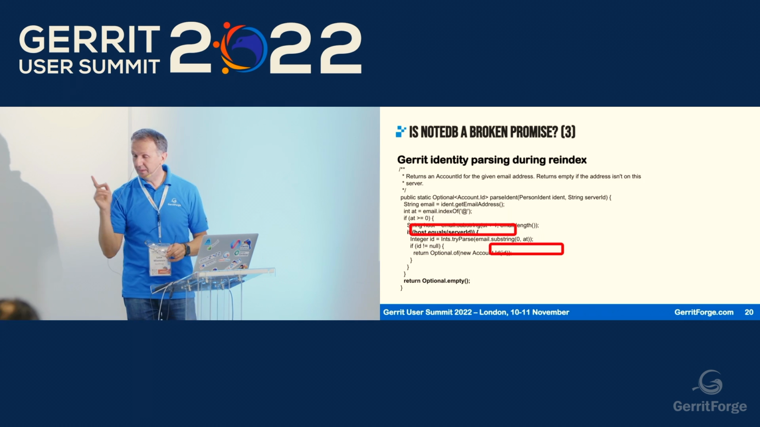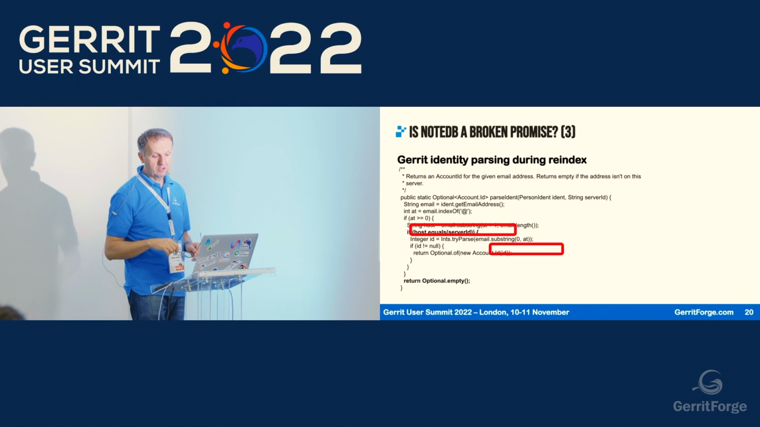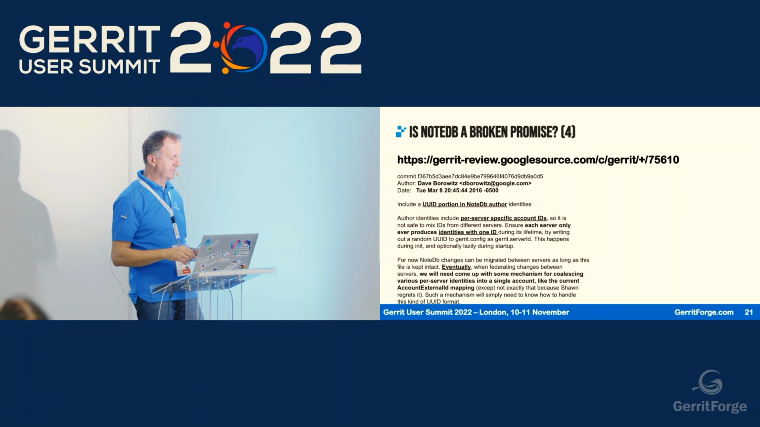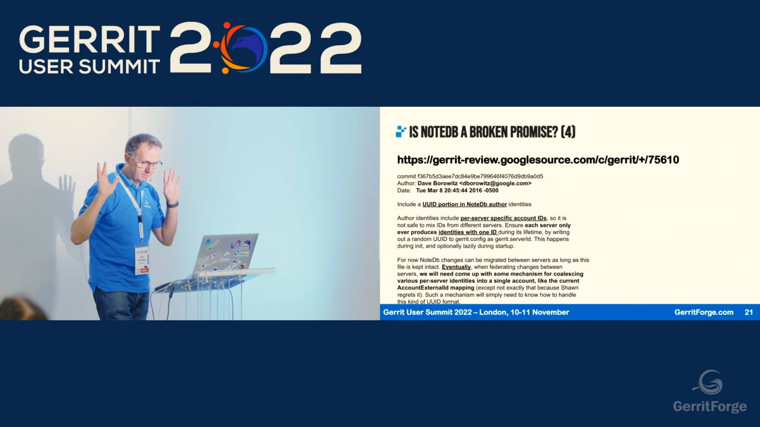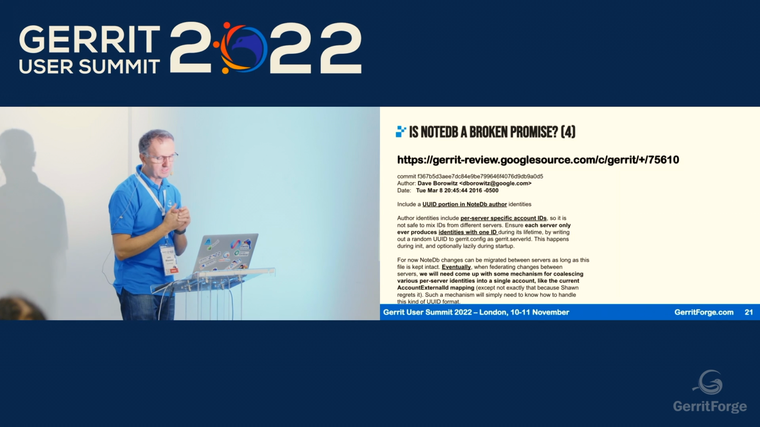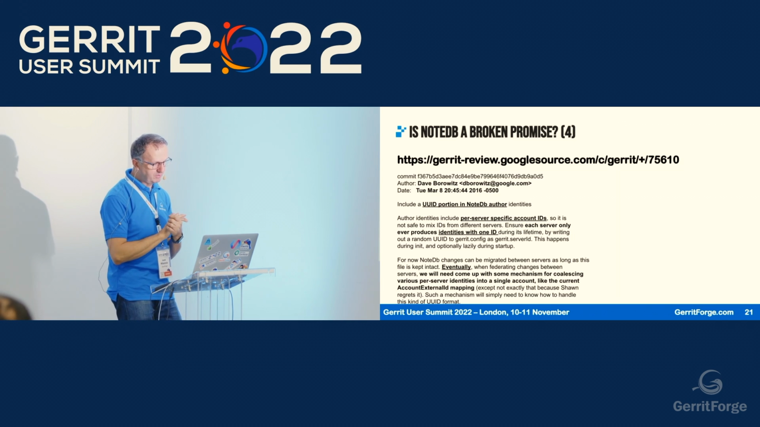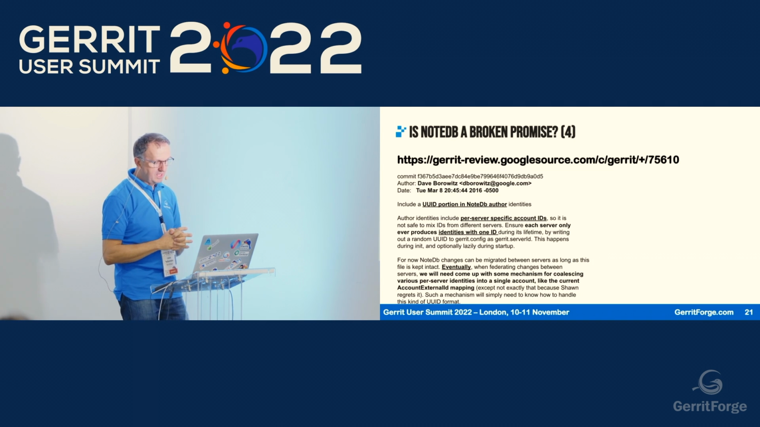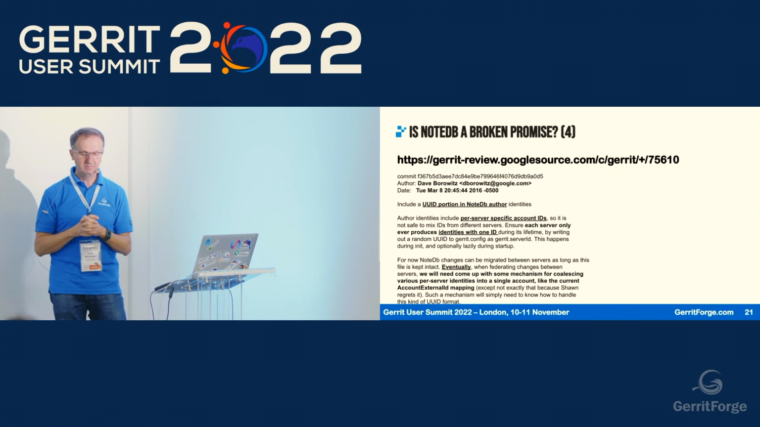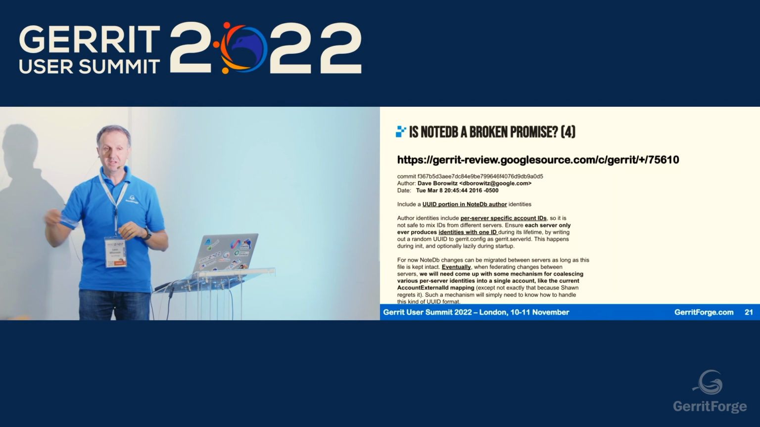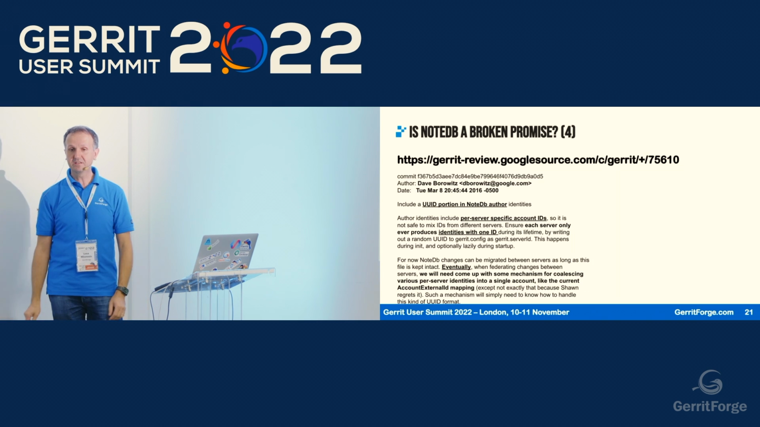So here, Patrick didn't leave a to-do in the code, but he left it in the commit message. So this is really Dave. Dave, 8th of March 2016, so 6 years ago. So include UID portion: NoteDB is per server specific, identified with one ID. Eventually, we will need to come up with some mechanism for making sure that when this one goes to another server, I just do a lookup through external ID.